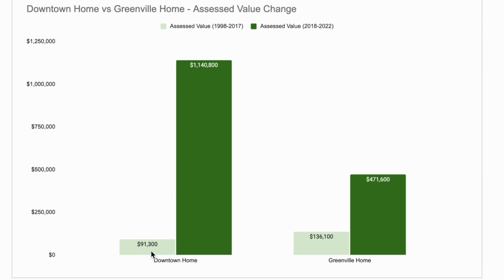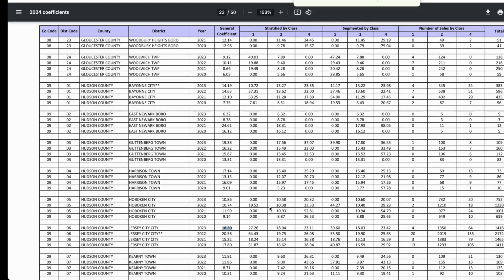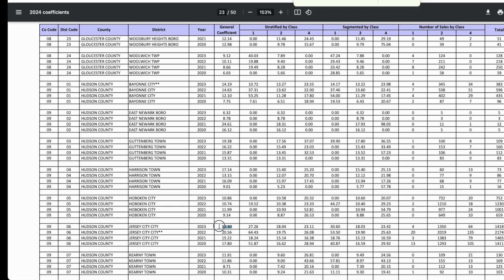It's 91,000 to 1.1 million. It's more like 1 to 10, right? This is like 10 times as much as the assessed value. So this is what would create this disparity among the homes, what would create a higher coefficient of deviation. Now, if we come back to this document, you'll see Jersey City is starting to see the disparity that we saw in 2017. We're starting to see that level of difference in terms of assessed to market values.